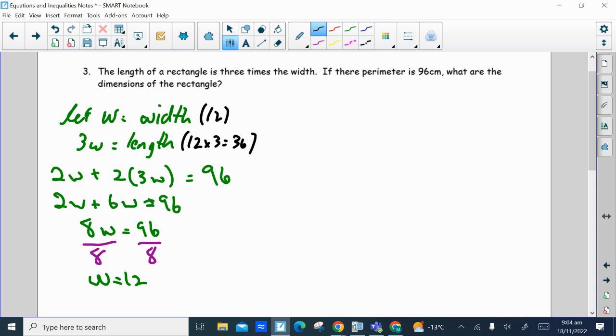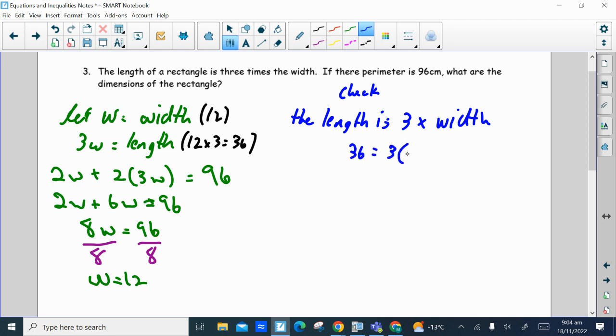So we're saying that the width is 12, the length is 36, and that will be in centimeters because our perimeter is in centimeters. But to make sure, we'll check it. So the first thing that must happen is that the length is 3 times the width. And so in this case here, the length, which is 36, must be 3 times the width, which was 12, and 3 times 12 does equal 36. So that checks.